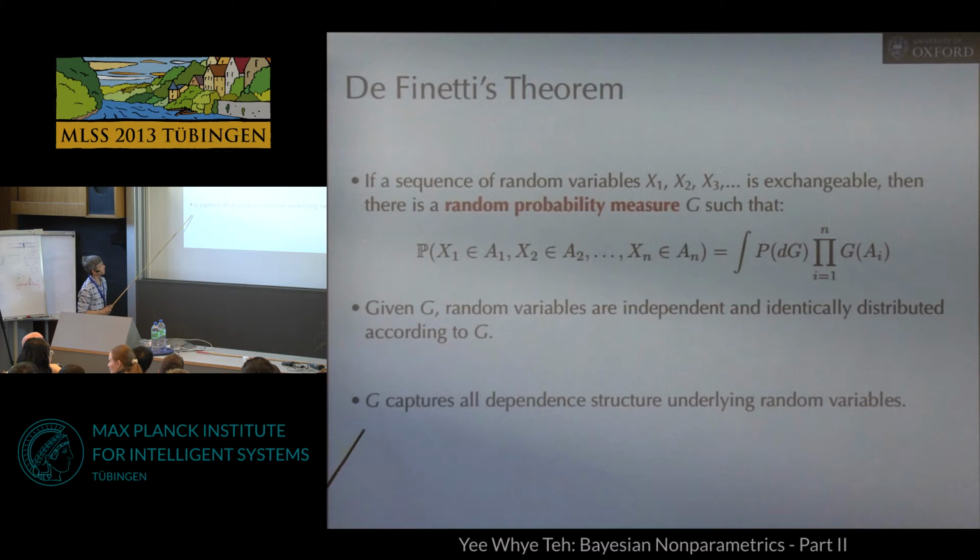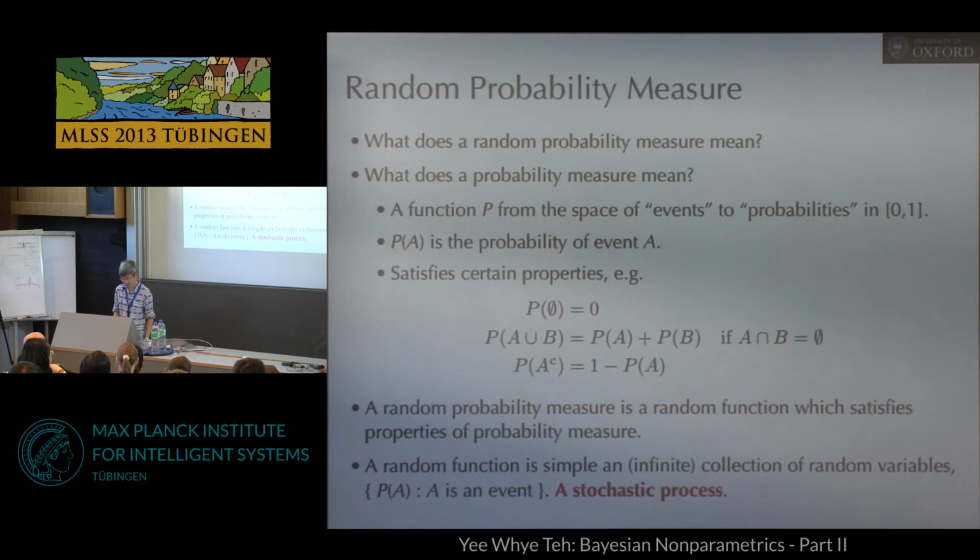In a sense, this random probability measure captures all the dependent structure that underlies this set of random variables. When I say random probability measure, it's probably a little bit confusing for you guys, so I'd like to parse what that actually means. Before we talk about random probability measures, what does a probability measure mean? This is a little bit of probability theory, measure theoretic probability theory.